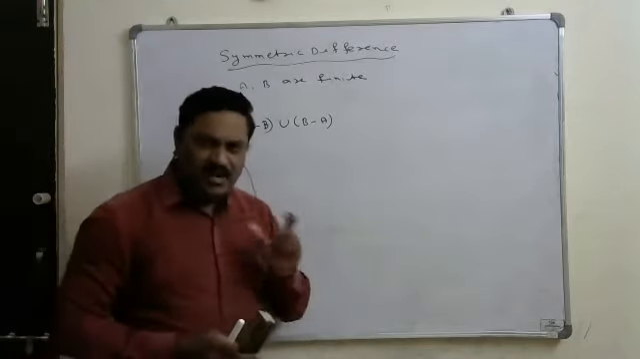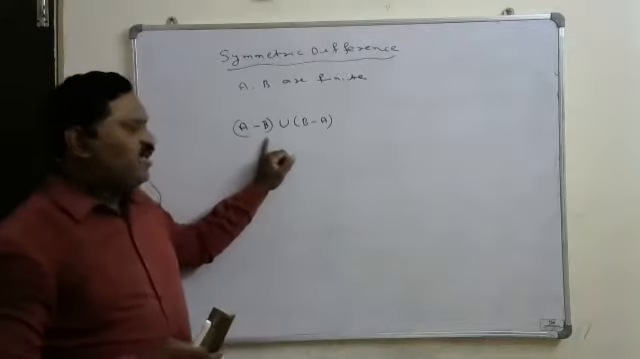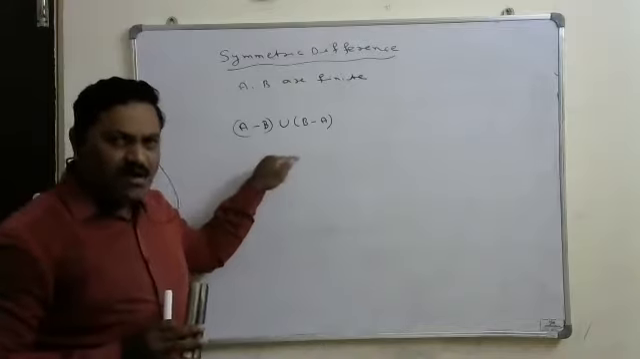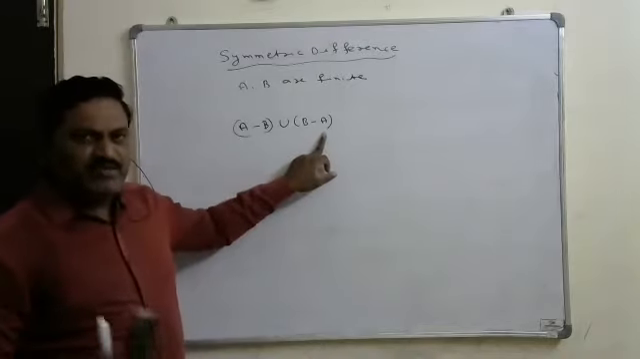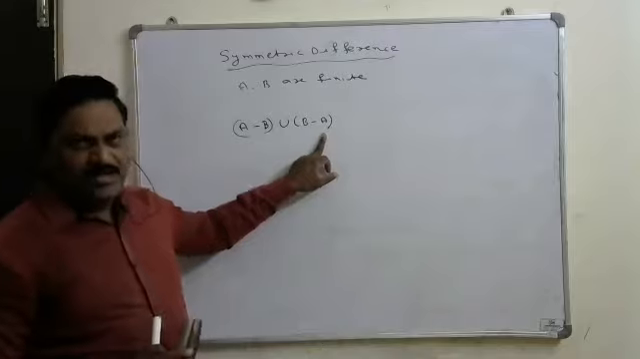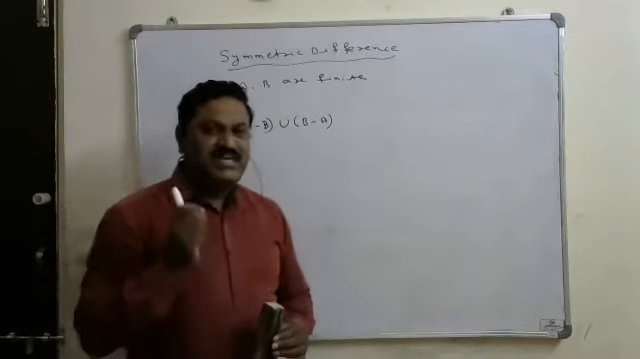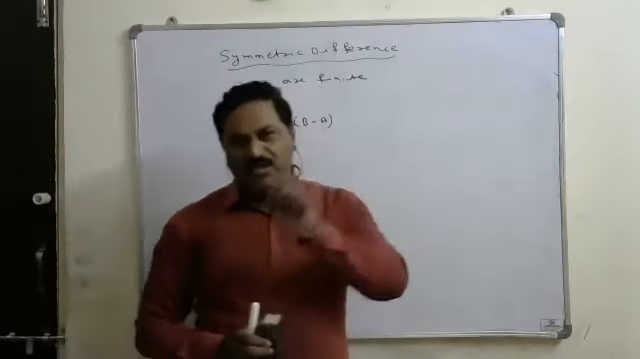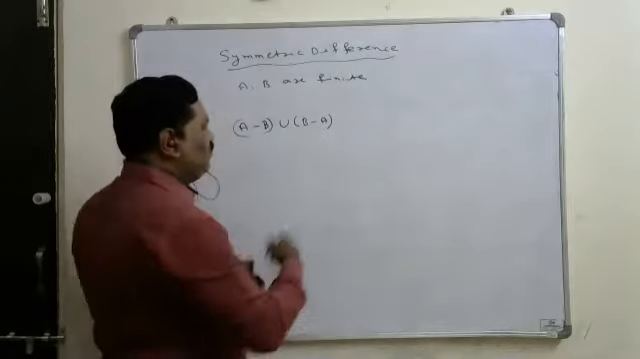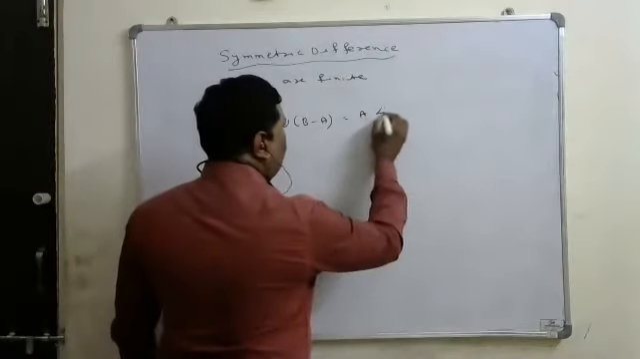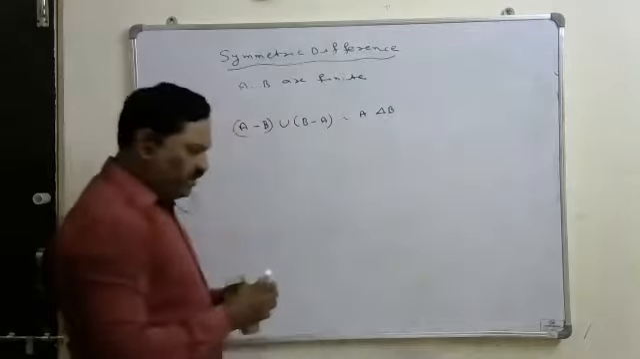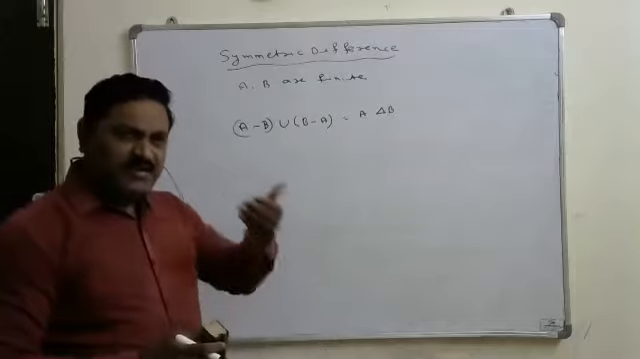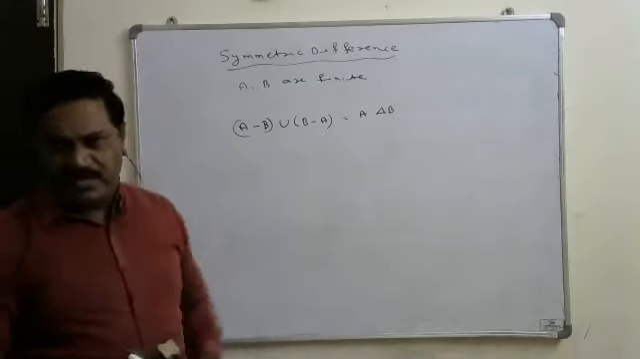A minus B means the elements available in A only, and B minus A means the elements available in B only. That is why this represents the set of elements available either in A only or in B only. We write this as A delta B.